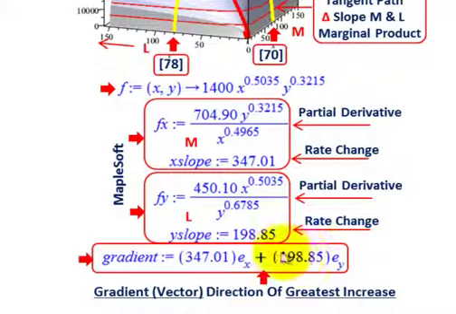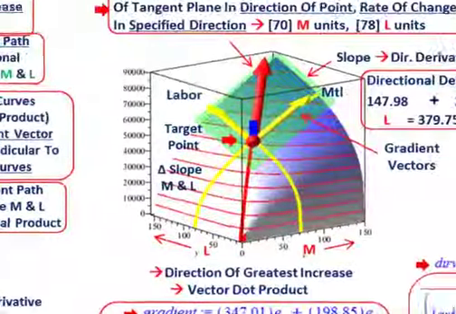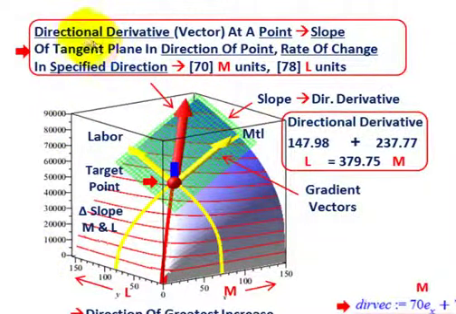Okay, so now let's apply our gradient vector and see how it fits in. The gradient vector is really a part of our directional derivative, and that's really the slope of a tangent plane in the direction of the point that we're looking at. Really, that's the rate of change at a specified direction. In our case, our specified direction is based on 70 units of material and 78 units of labor. Okay, so looking at it in 3D, this is our targeted point.